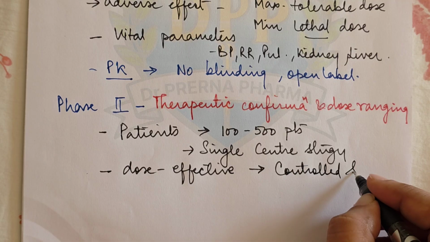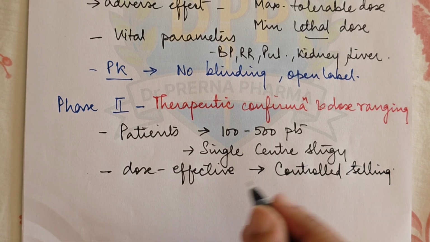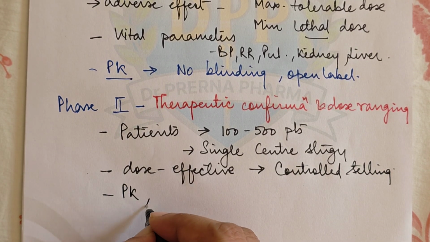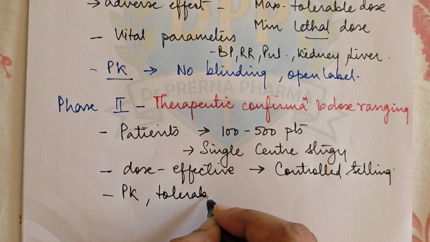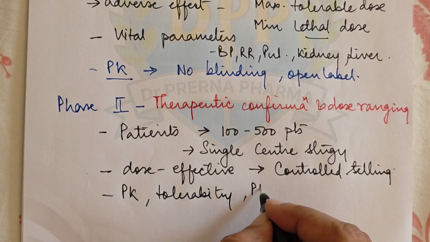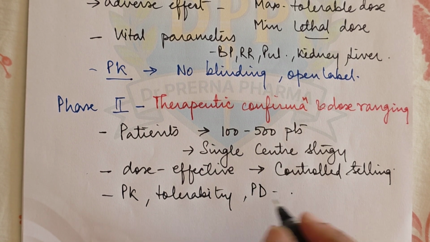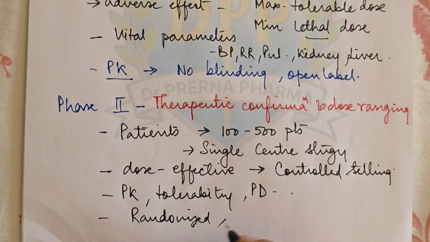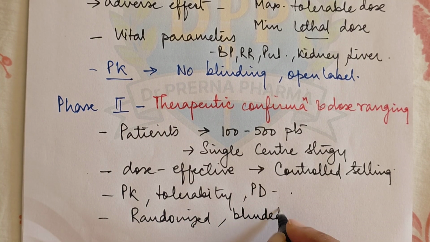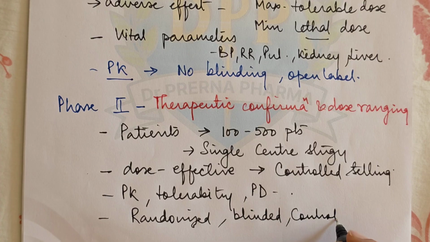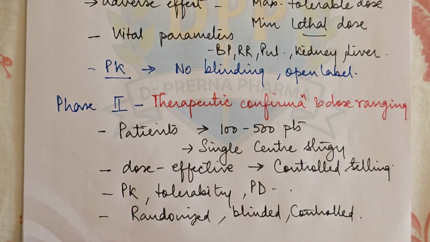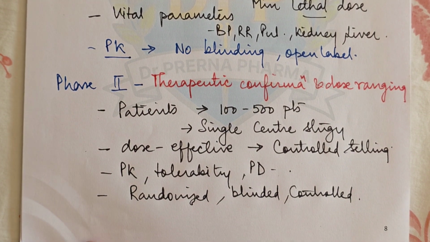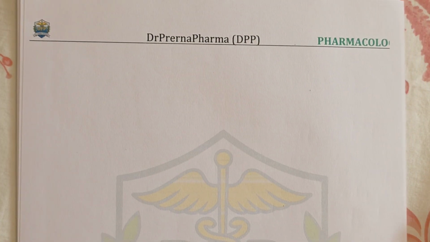It is given in a controlled setting. And again pharmacokinetics are studied, tolerability, that is safety, is studied, and pharmacodynamic effect parameters are studied. These trials can be randomized, blinded, and controlled. That means a placebo group can be added to see the effect of the drug. So this is a phase 2 study. After that we come to phase 3.